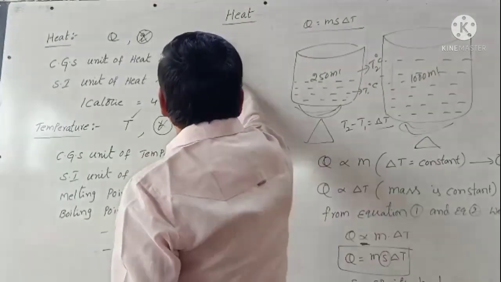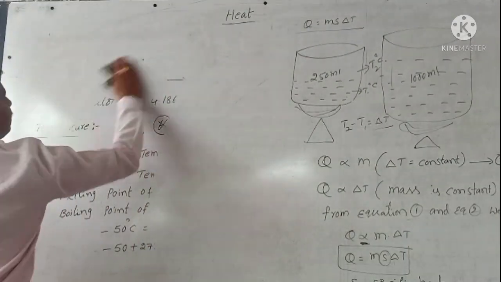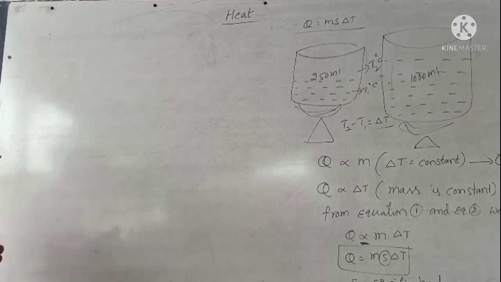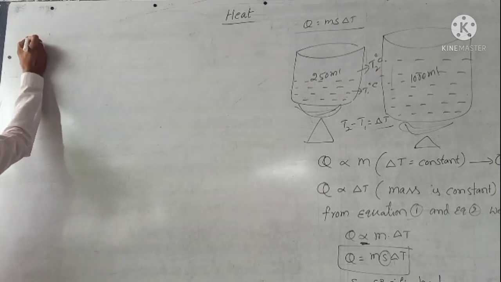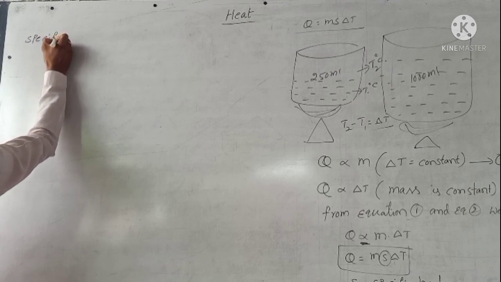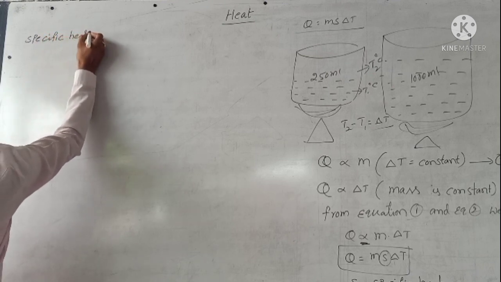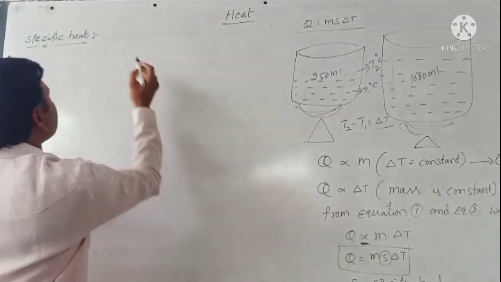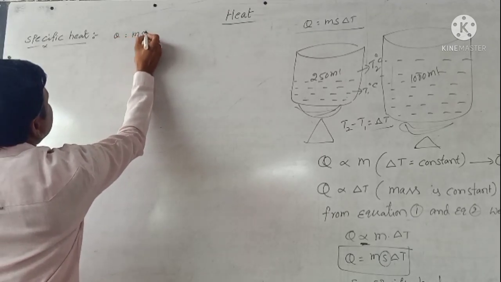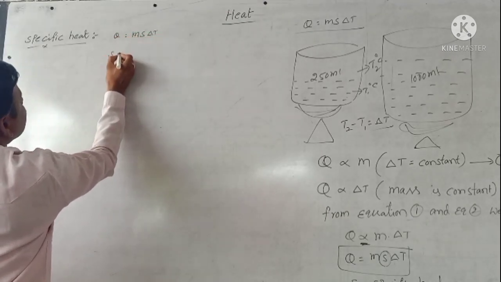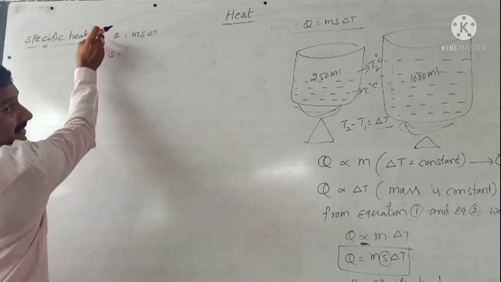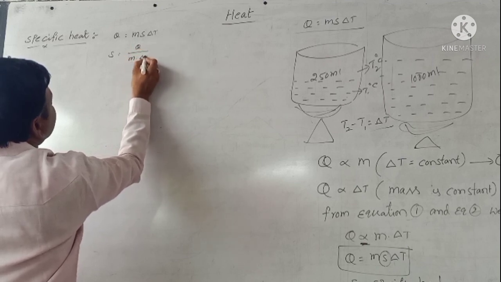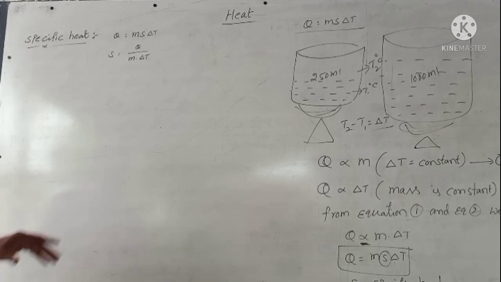What is specific heat? Define specific heat. Already the formula is given: Q equals m s delta T. Then s equals Q by m delta T. So s equals Q by m delta T.